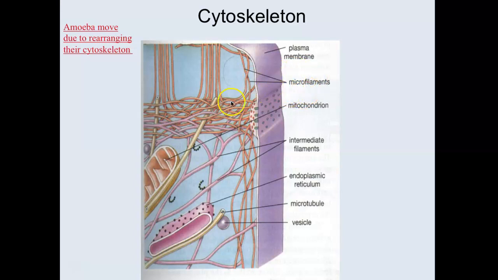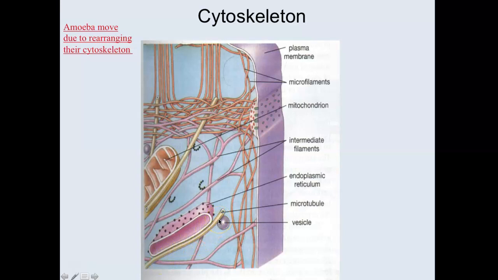But they do a couple things. So yes, they maintain the shape of the cell, but they also act as a railroad. So these little dots here, if you wanted to move something from one part of the cell to another, it doesn't float. It moves along a track set up by the cytoskeleton. It also anchors organelles. So you can see the endoplasmic reticulum here. It's stuck to this microtubule, and these vesicles also move along the microtubule.